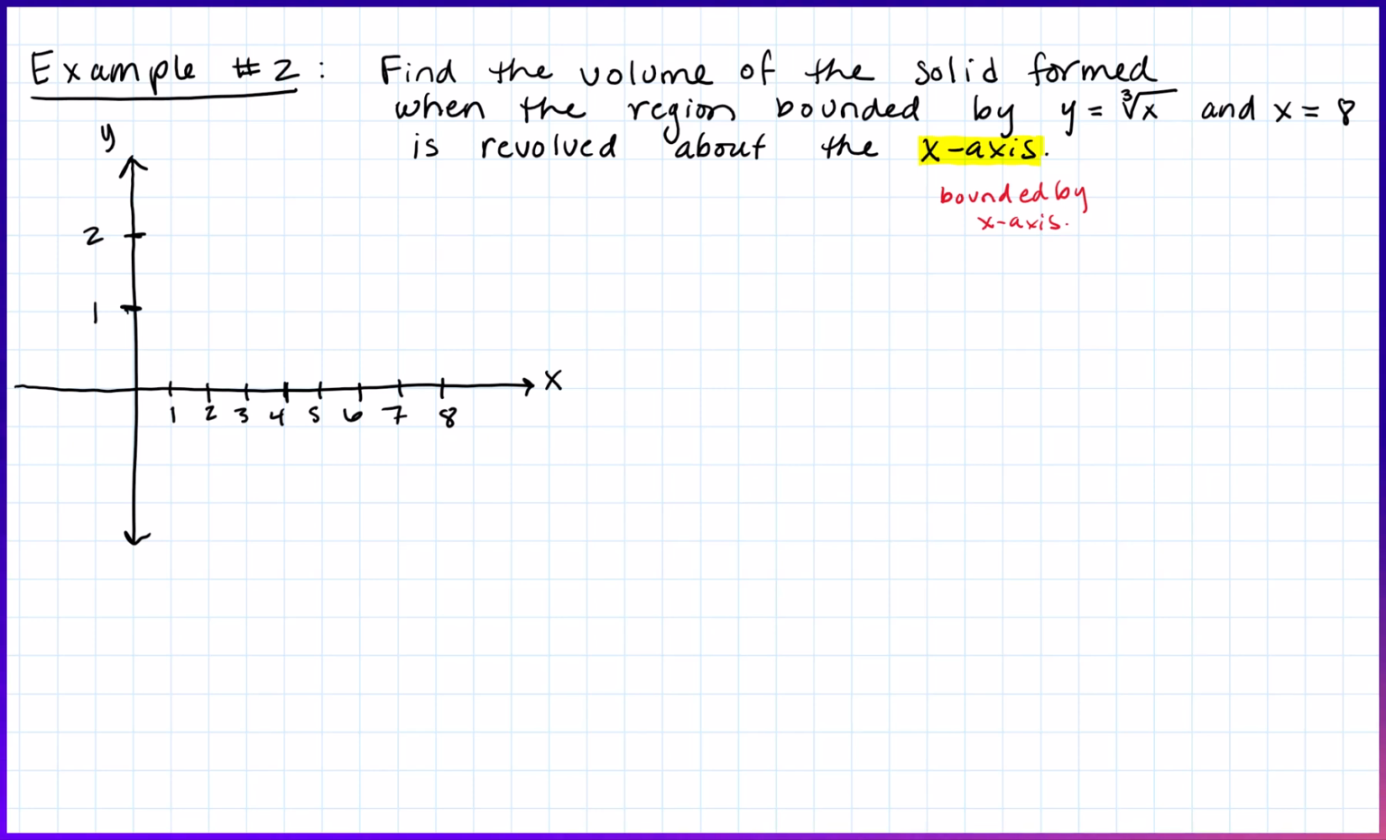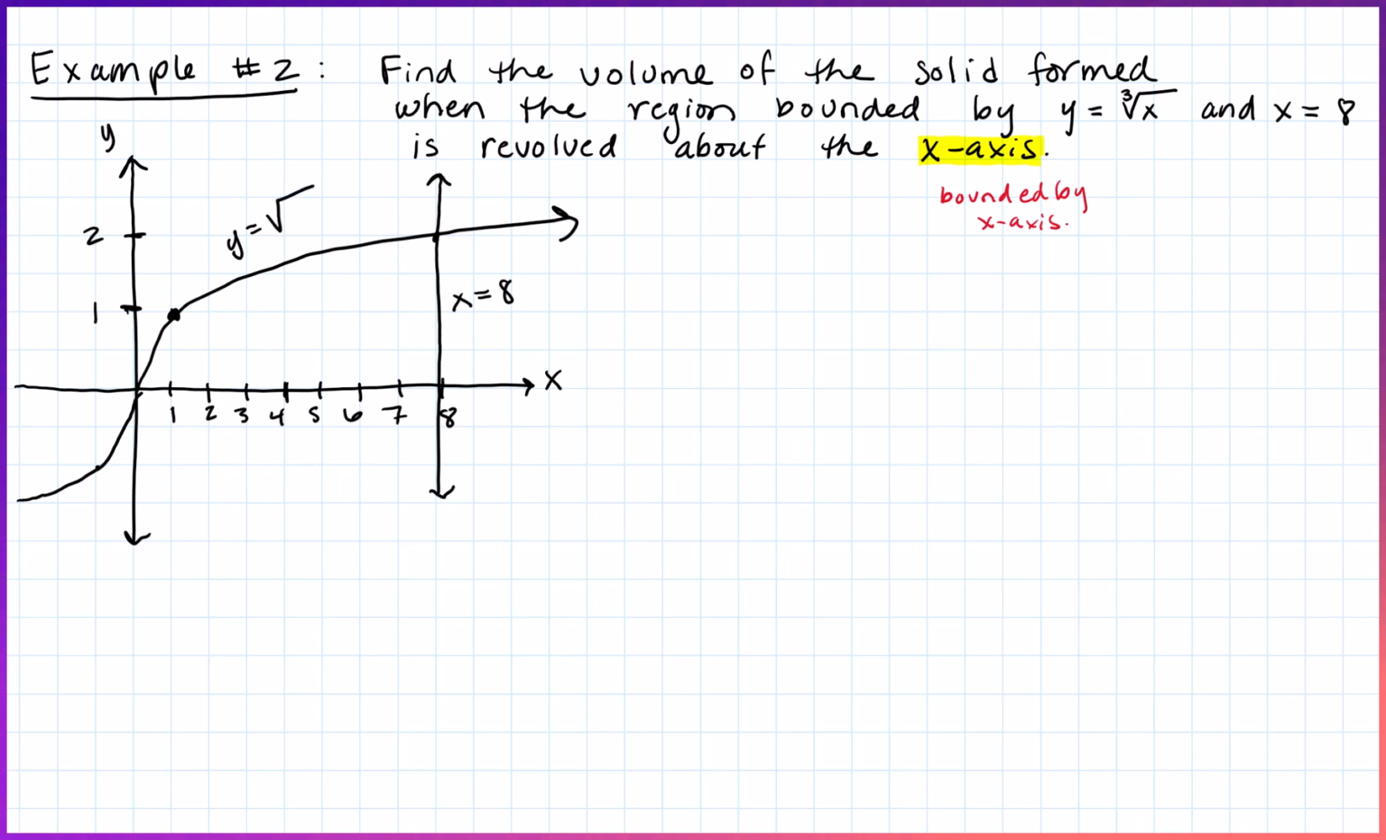That is the cube root function. It's going to look something like this. I'm thinking of a couple of points that I can plot to get the good curvature there. There we go. Because the cube root of 8 is 2, and the cube root of 1 is 1. We've also got the vertical line at x equals 8. You know what? I don't like that vertical line. My hand slipped a little bit. There we go. There's x equals 8. Here's the function y equals the cube root of x.